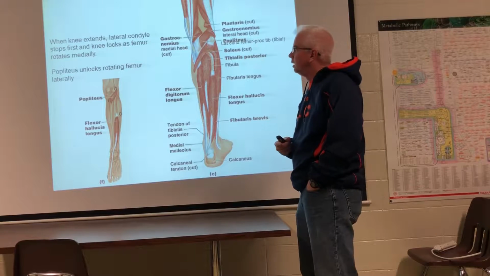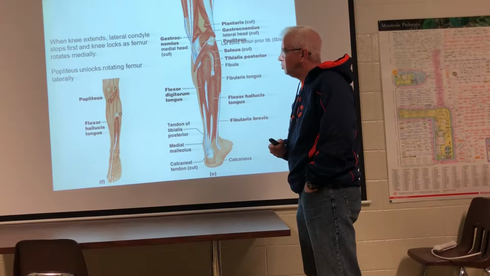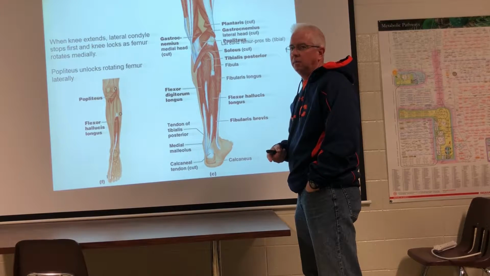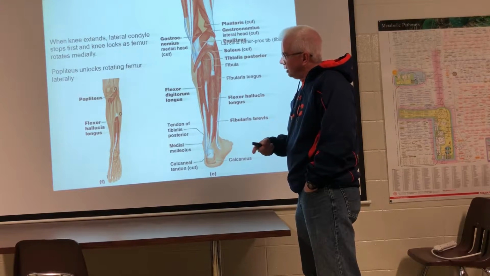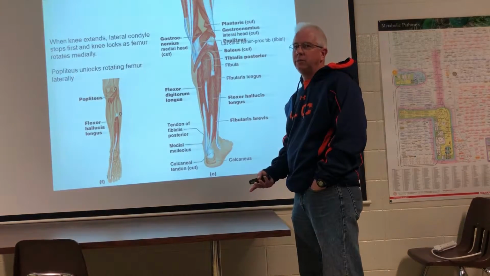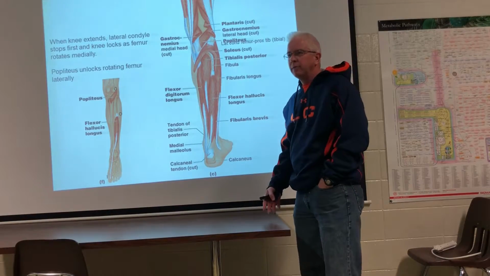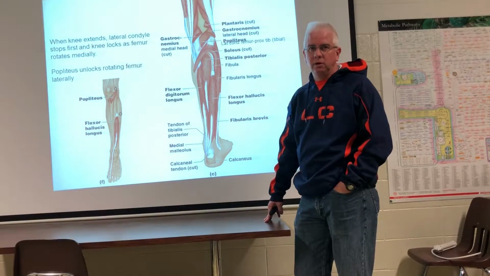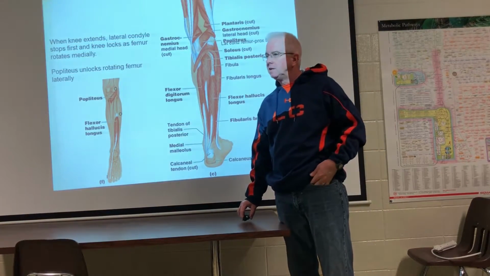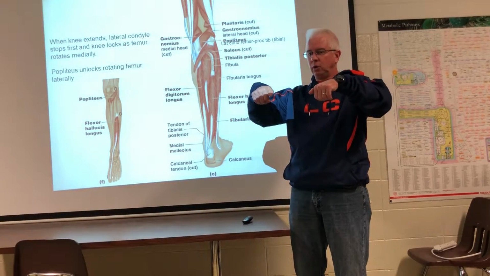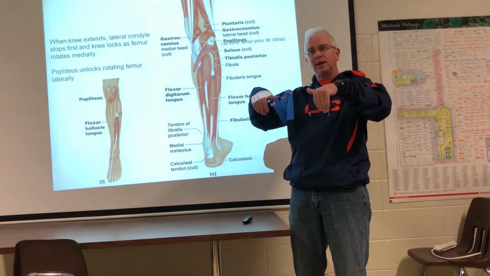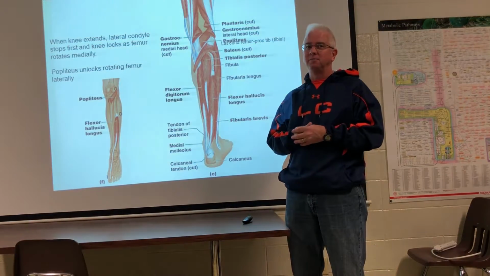This popliteus muscle, you were not asked to label it on your cat, which is fine. But I don't like to go into the knee without mentioning it. Everybody thinks the knee is a hinge joint, and that is true. Your knee is a hinge joint. The knee will extend because of the quadriceps, and it will flex because of the hamstrings. This is what it does.